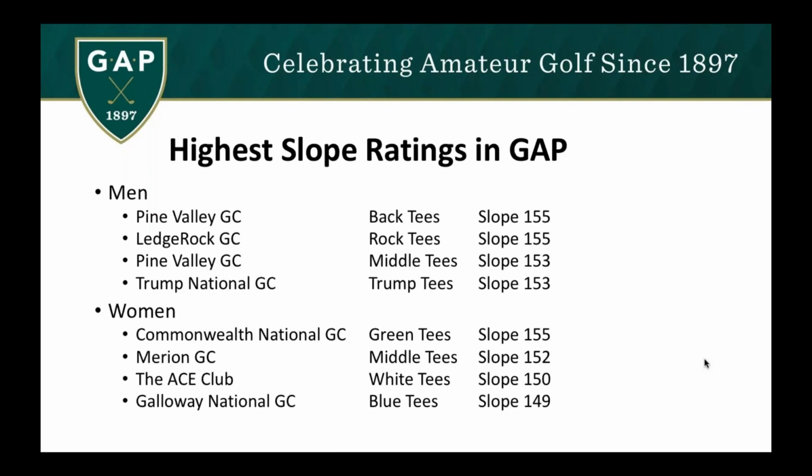See some other difficult ones there. And then for women below, Commonwealth National from the green tees has a slope rating of 155. We can see Marion, the Ace Club, and Galloway, which all have pretty high slope ratings. One thing to note for women there that might be a little bit misleading, not all clubs have middle tees rated for women. So we might see some other golf courses that would have high slopes if they did exist.